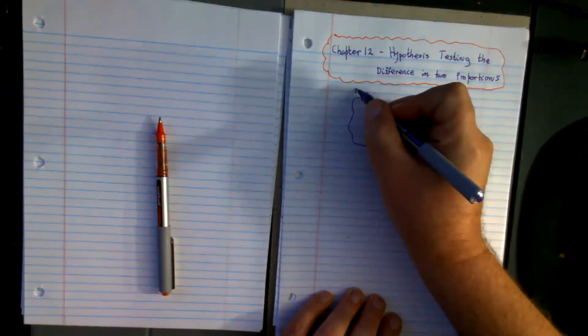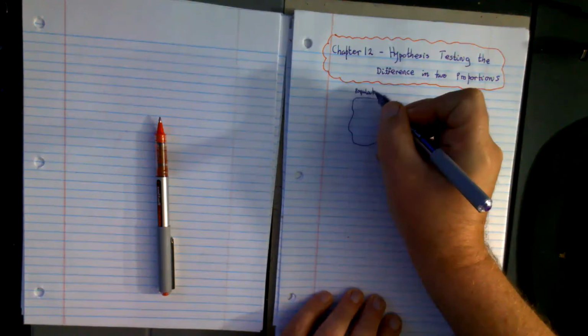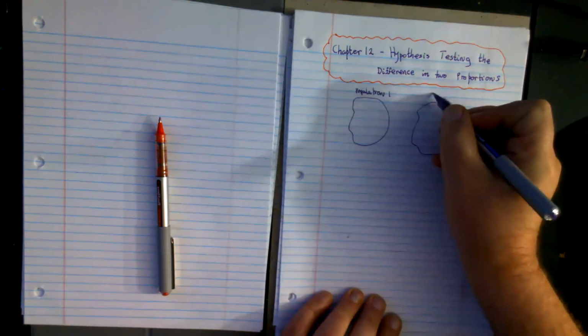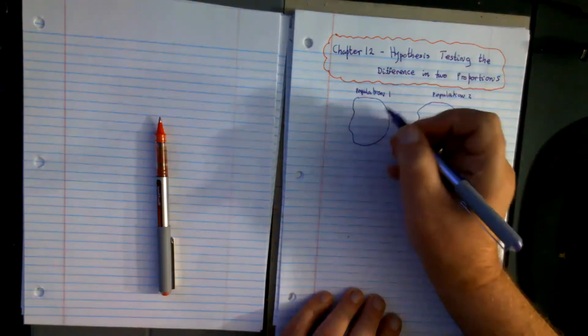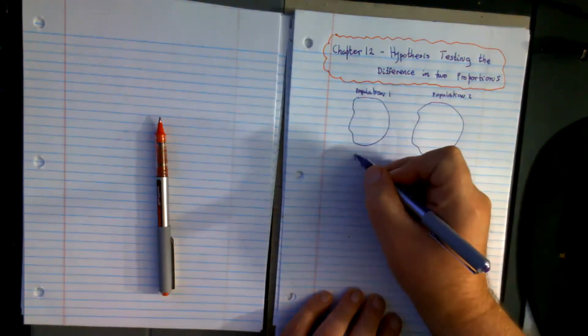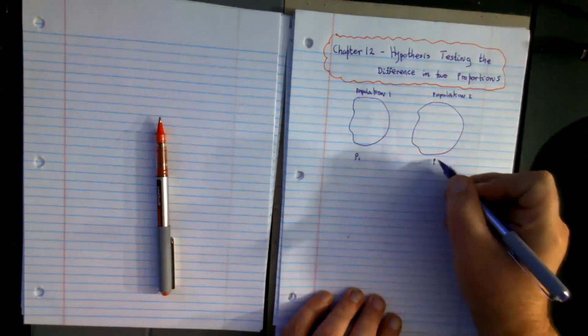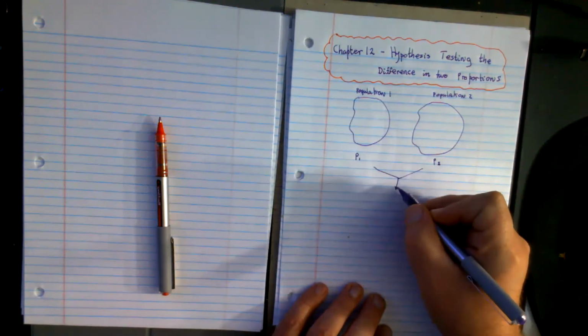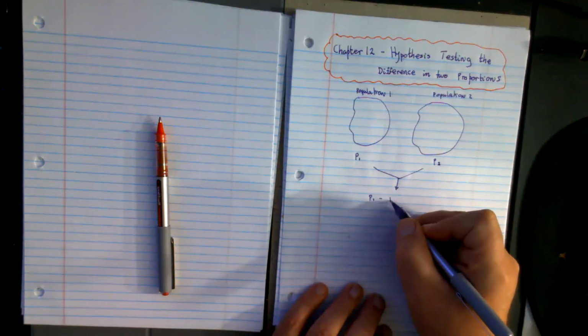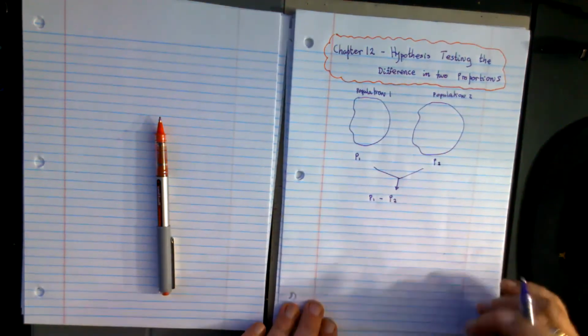And this is going to be population 1. Population 2. Now, the guy that we're interested in finding is the population proportion P1, and this one here is the proportion P2. But what we're really more interested in is how the two of them interact. So we're interested in finding the difference in these two.